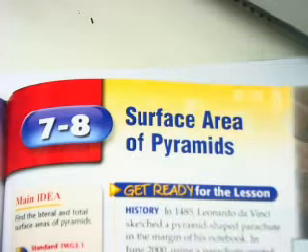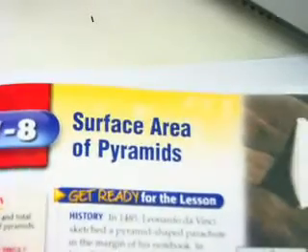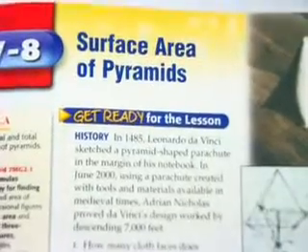Seventh honors class. We're looking at section 7-8 in your book. It's the surface area of pyramids. We just did the surface area of prisms and cylinders. So now we're just moving on to pyramids. The key part of this is just finding out what surfaces are on a pyramid and then what shape they are, and then we just use the area formulas to calculate those shapes.